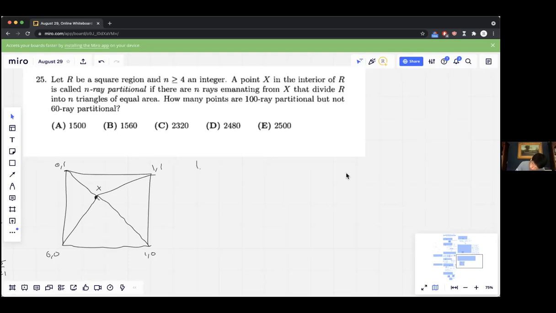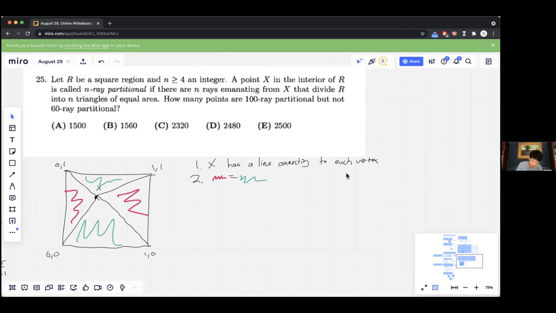So yeah, the first thing to notice is that X has a line connecting to each vertex. And the second thing to notice is that the area of the greens is equal to the area of the reds. Why is this true?